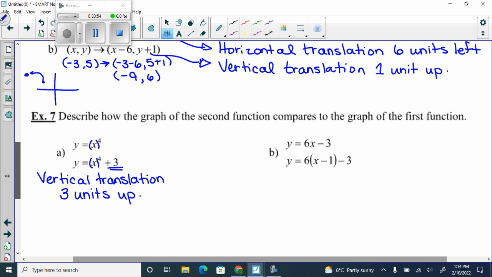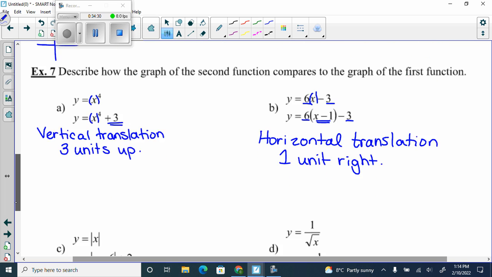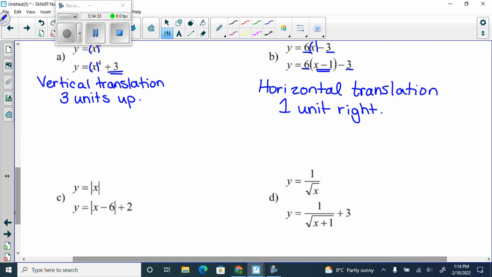For B, the 6 is still there, right? The -3 is still there, so I don't state those because those were still there, correct? So what's the only thing that's changed? The x has become x minus 1, so that is a what? Yeah, horizontal translation 1 right. One unit. You try C and D. Remember, if it's with the x, it doesn't matter if it's on the bottom. This is still 1 to the left, right? So try out C and D.